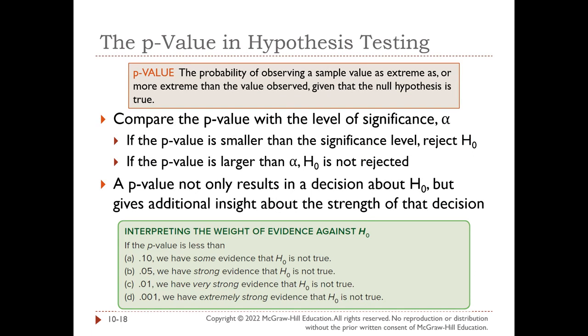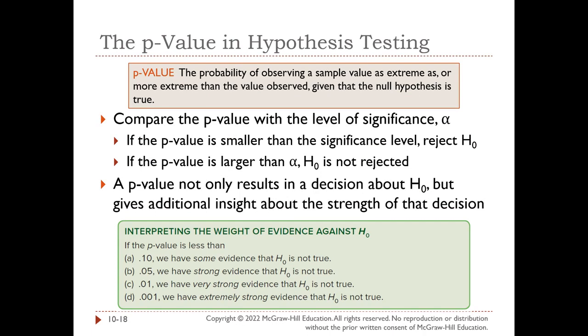All right, next, the p-value in hypothesis testing. Yes, p-value again. So the probability of observing a sample value as extreme as, or more extreme than, the value observed, given that the null hypothesis is true. What we're going to do here is compare the p-value with the level of significance, alpha. If the p-value is smaller than the significance level, we're going to reject our null. If the p-value is larger than alpha, the null is not rejected. So again, just another way to either prove our hypothesis or not.